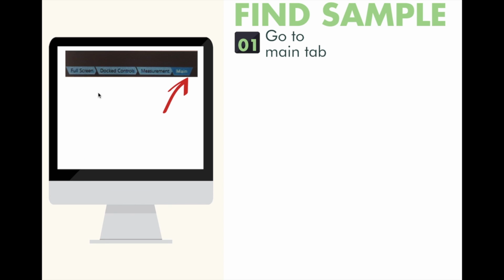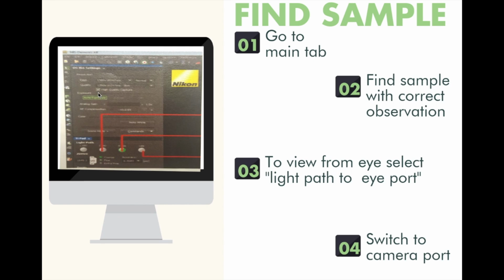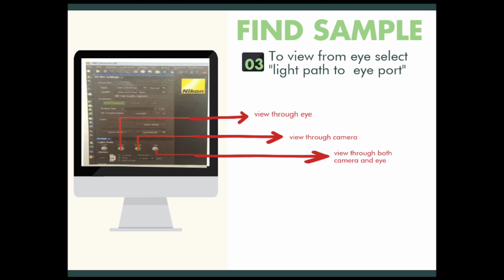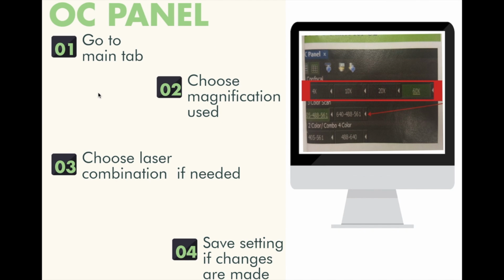After you have focused clearly, go to the main tab on the computer and find the sample with the correct observations. To view from eye, select Light Path to iPod. You can also choose to view through the camera or both. Next, go to the OC panel and choose the magnification used. Choose the laser combination if needed. Remember to save the settings if changes are made.